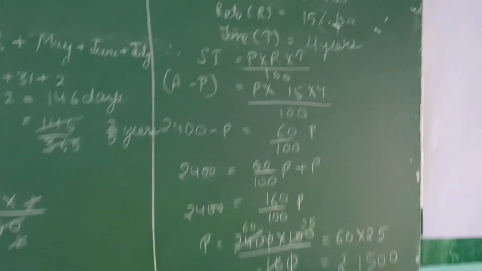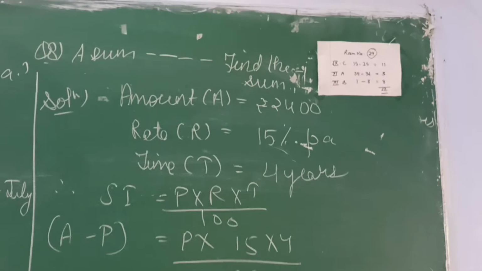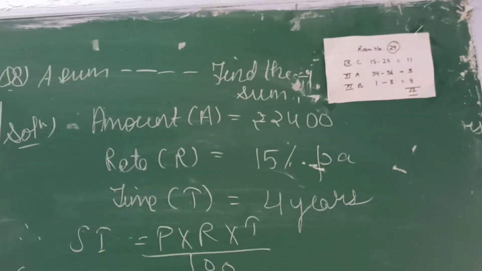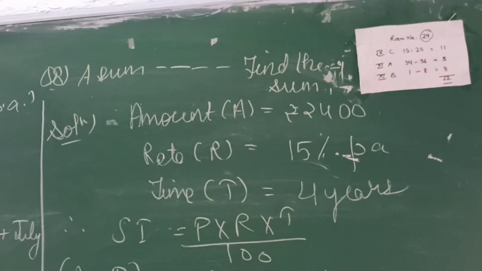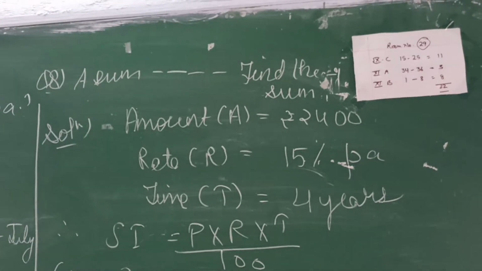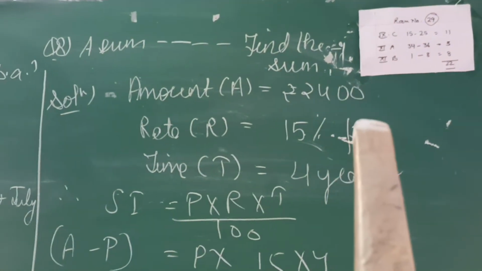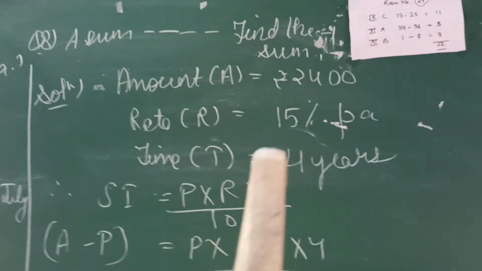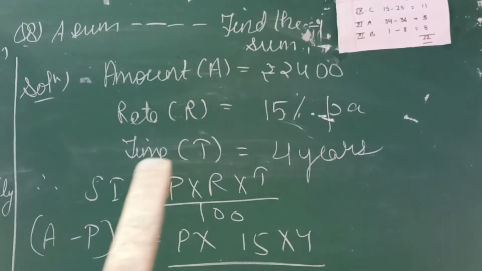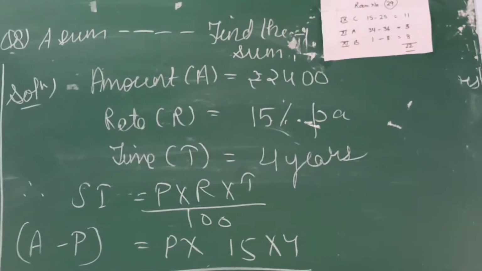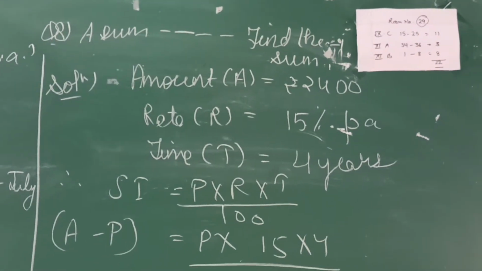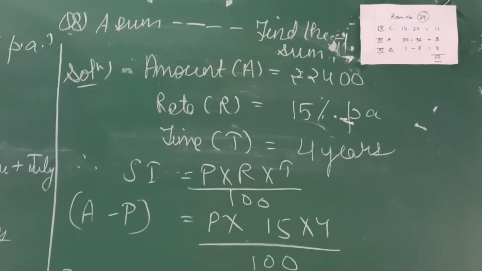Now question number 8. In question number 8 you have to find the sum of money. That means they are asking the principal and they have given you amount in the question. Amounts to, it means they have given you amount rupees 2400 and rate they have given 15% per annum and time they have given 4 years, and we are not knowing the sum of money. That is, you have to find out the principal.